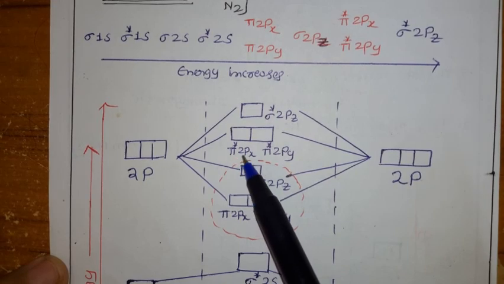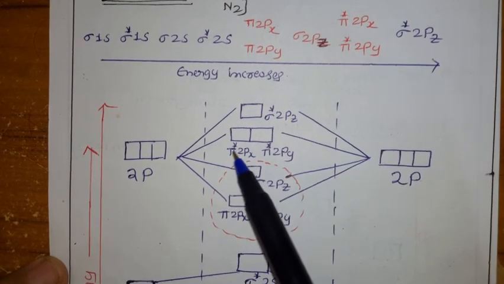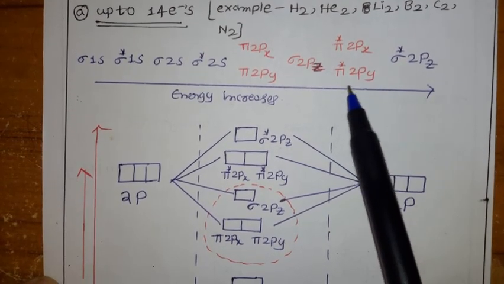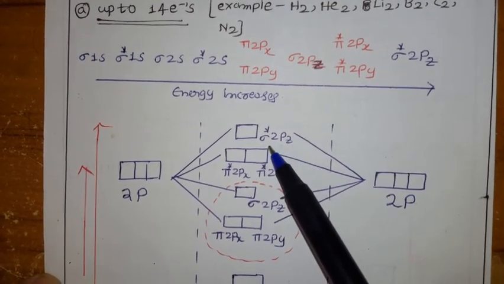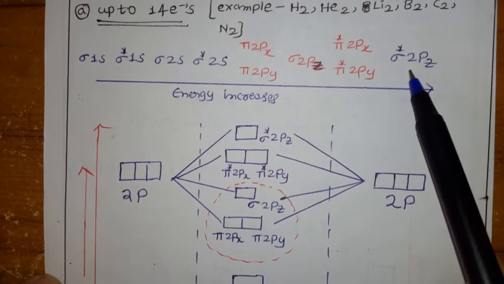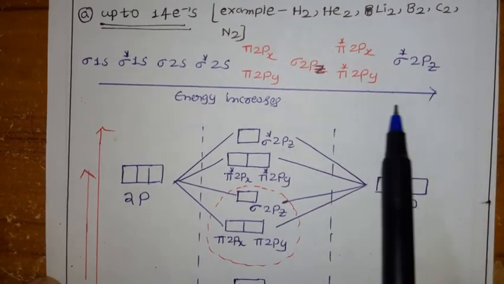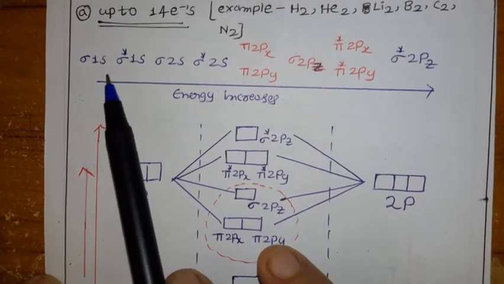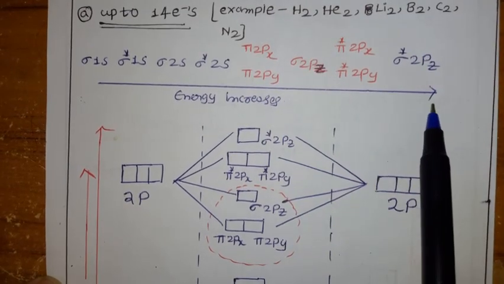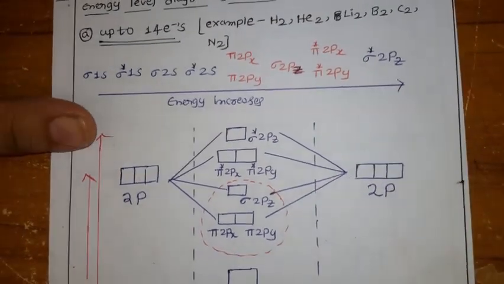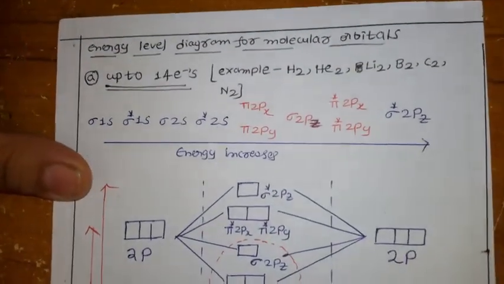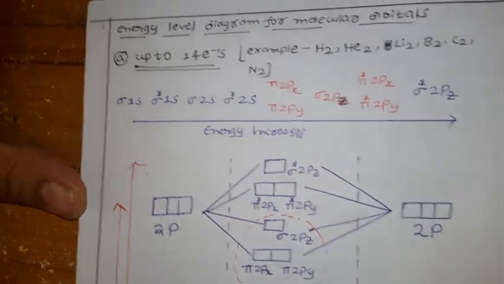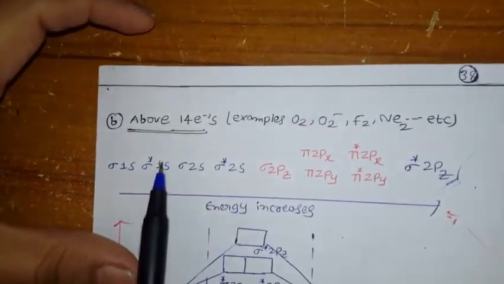After that pi star 2px, pi star 2py having similar energy, so we write them at the same place. After that sigma star 2pz having the highest energy. This is the energy increasing order. In the exam they may ask you to write the electronic configuration, which means you have to follow this energy increasing order. This is the molecular orbital energy diagram for up to 14 electrons.